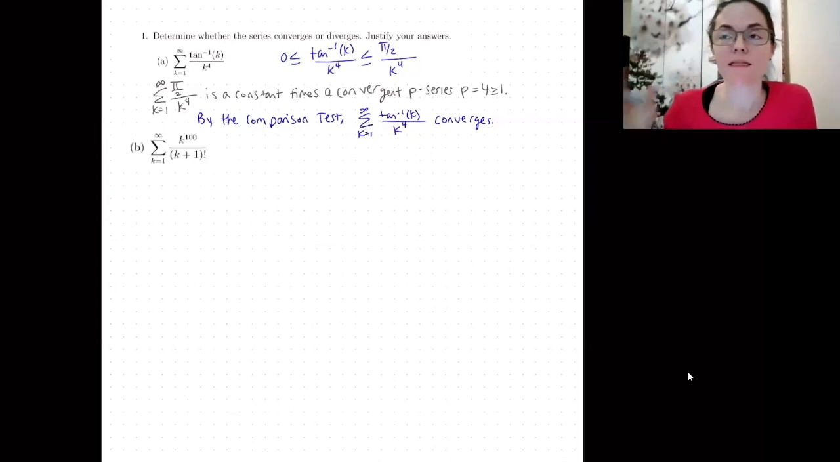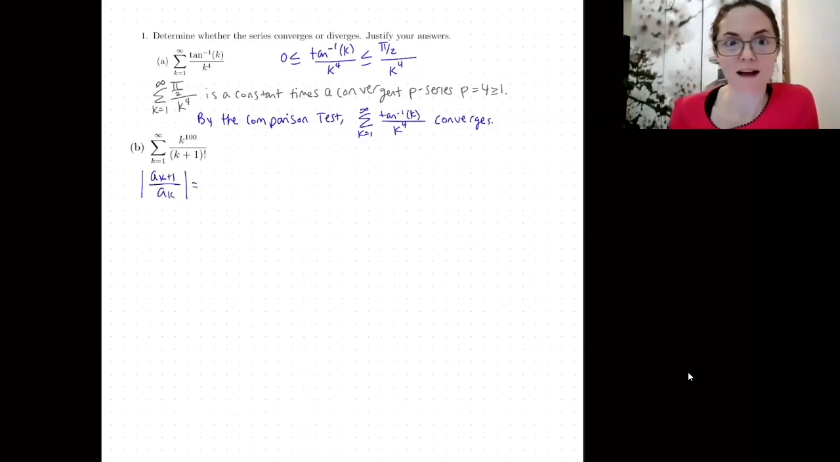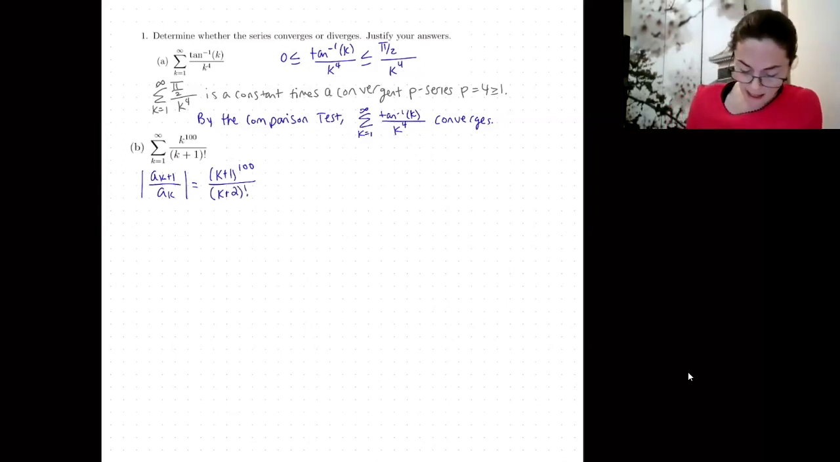I see factorials. This is telling me ratio test. So what we want to do in B is look at the absolute value, ak plus 1 over ak. And first, I'm going to simplify this. Then once it's simplified, I will take a limit as k goes to infinity. Well, here, ak is always positive, and so I don't really need the absolute values, so I will just write it this way: k plus 1 to the 100 divided by k plus 2 factorial. There is ak plus 1, and then we divide by k to the 100 over k plus 1 factorial.